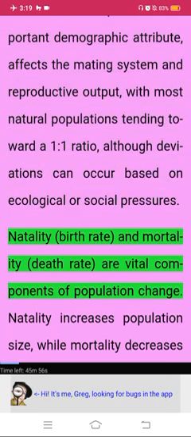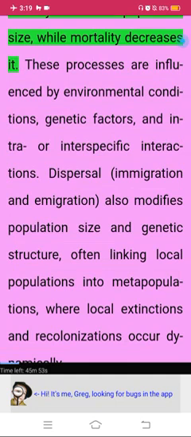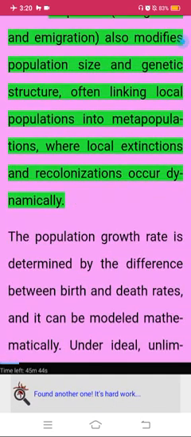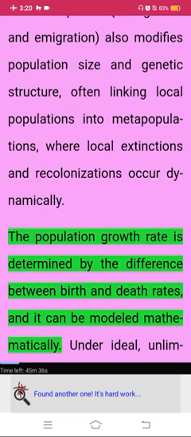Natality, birth rate, and mortality, death rate, are vital components of population change. Natality increases population size, while mortality decreases it. These processes are influenced by environmental conditions, genetic factors, and interspecific interactions. Dispersal, immigration and emigration, also modifies population size and genetic structure, often linking local populations into metapopulations, where local extinctions and recolonizations occur dynamically.